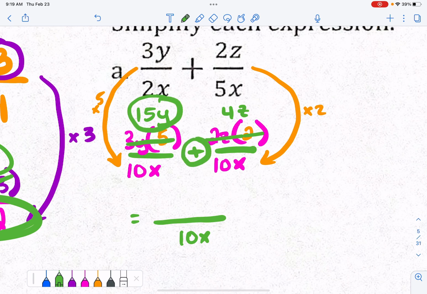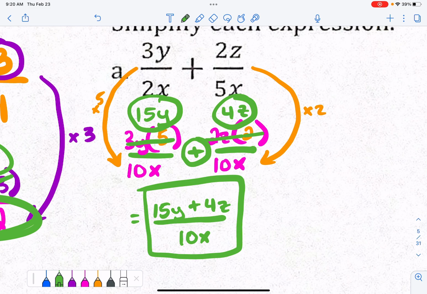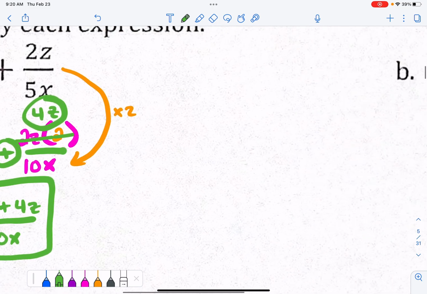15y plus 4z. Now, if those were both y's or both z's, I could combine them by adding them together. But you can't add y's and z's together. So it's just going to literally be 15y plus 4z. And that is all that I can do. That's how you're going to combine stuff. All right, let's go on to part B.